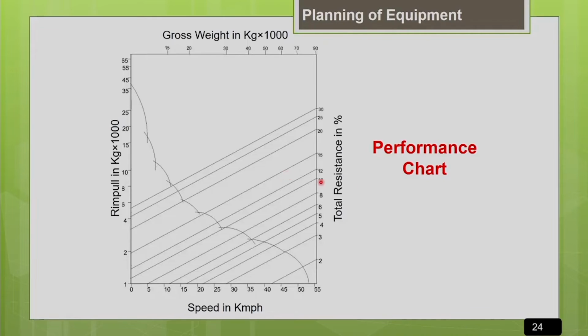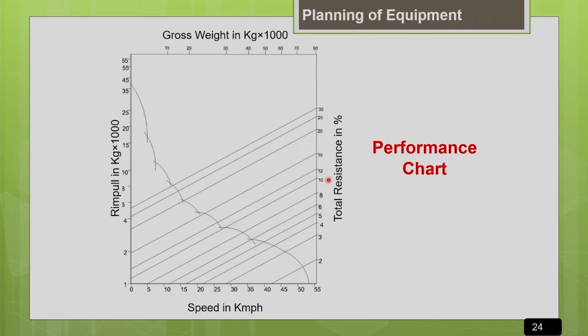So this graph shows you a typical performance chart. These kinds of performance charts you can find in the equipment handbook supplied by the equipment manufacturer. The equipment manufacturer will provide this kind of performance chart for every model of the machine produced by him. By looking into this performance chart, you can get information on what will be the speed of the machine for a given project condition.